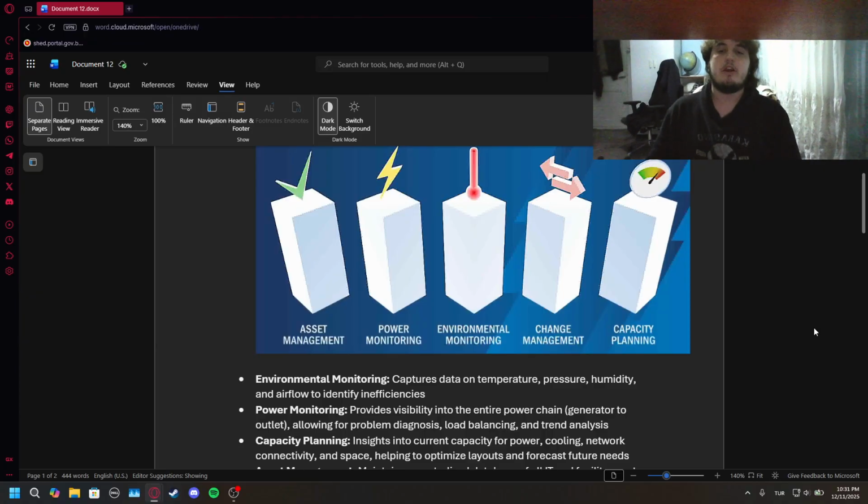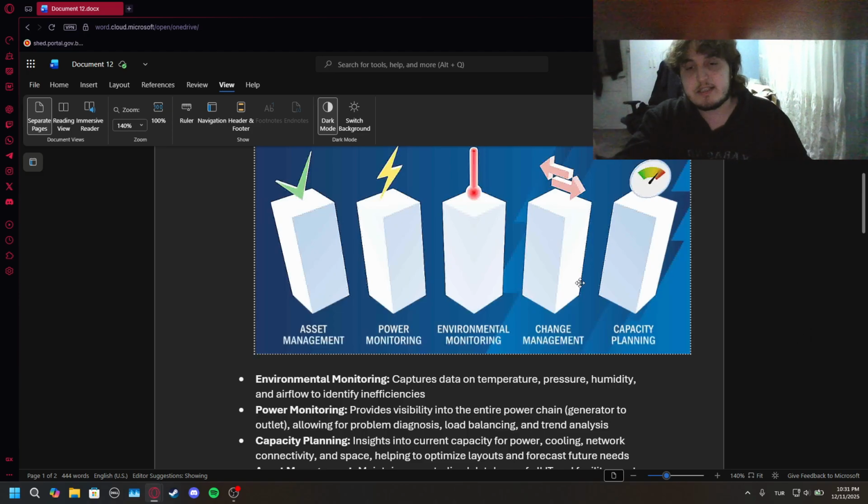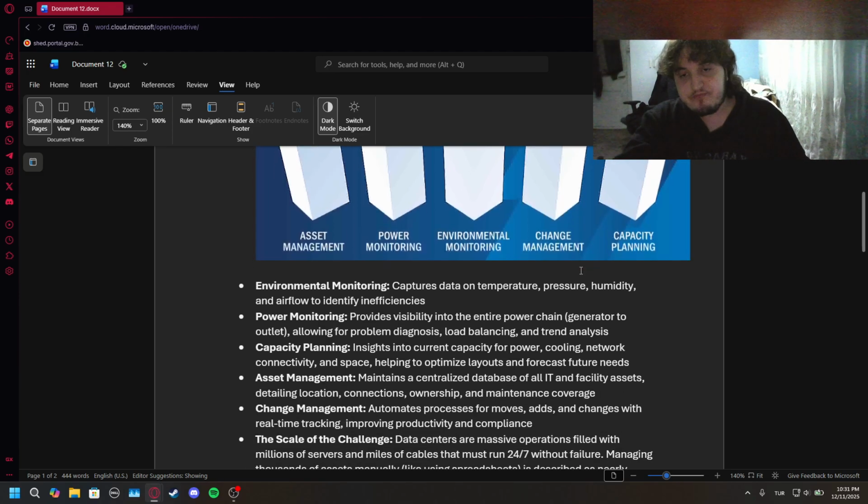And obviously power monitoring means generator to outlet, like how much power everything is using, how much power a server is using, and whether the neighboring server is using more than that or not. Such and such is what that means.